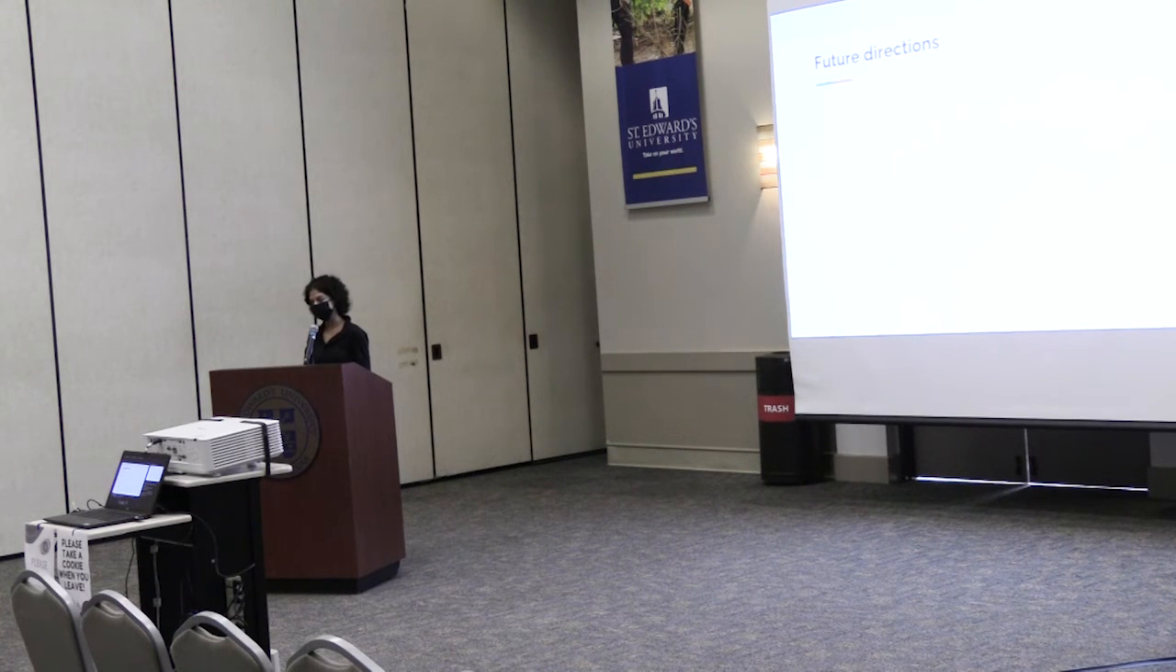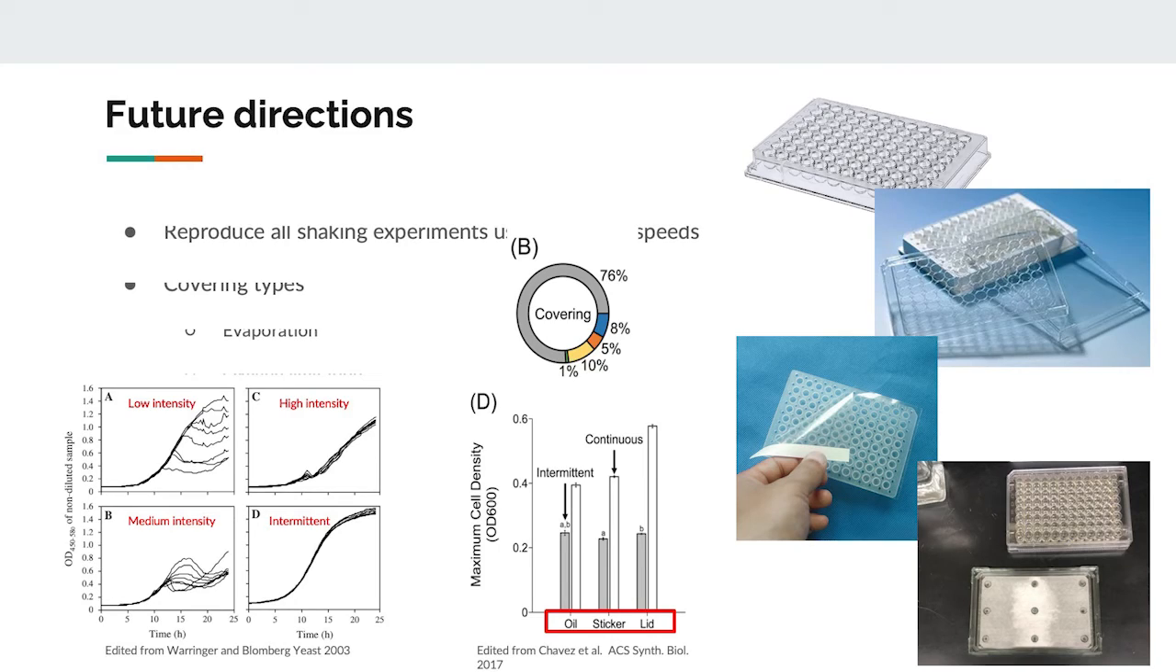Now for future directions. It would be good to reproduce all shaking experiments using different speeds. Our previous research did that, and they saw that intensity affects the way the cell moves. And then we can look at covering types. As I mentioned earlier, covering types are not being recorded, and when they did the experiments, they saw that it can affect the results.